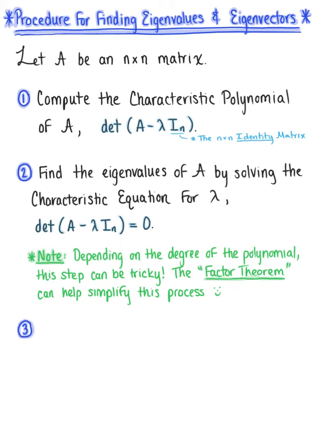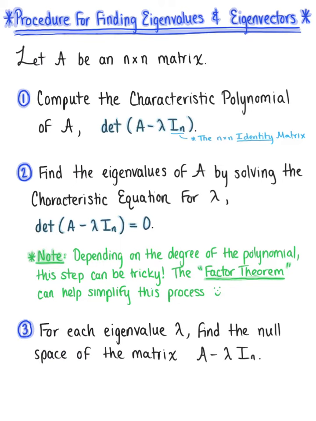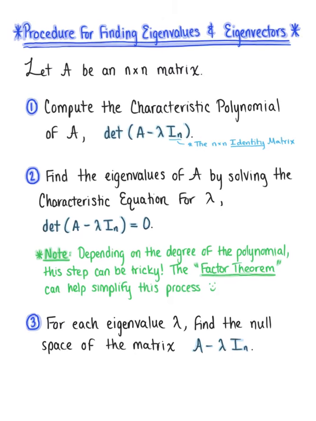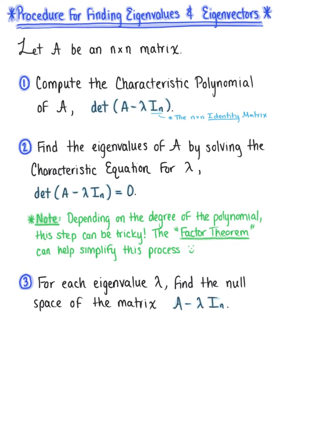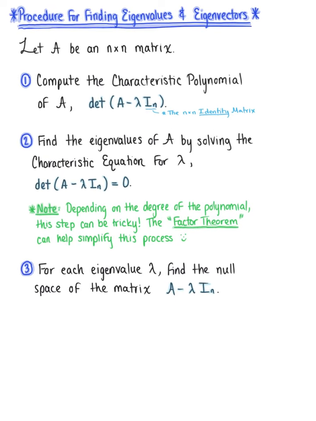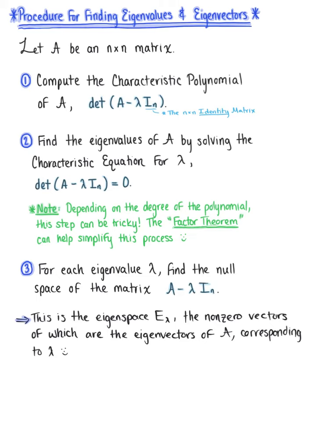Step 3. For each of the eigenvalues lambda, we now need to find the null space of the matrix defined by A minus lambda times the n by n identity. And we need a little bit more room here to finish our last few steps. One final note on step 3. We want to note that this is the eigenspace E sub lambda, the non-zero vectors of which are the eigenvectors of matrix A corresponding to lambda.